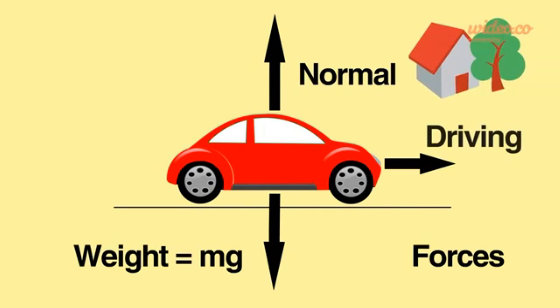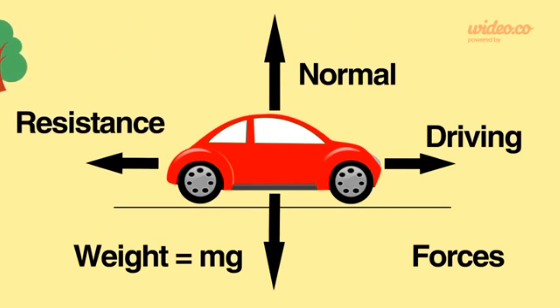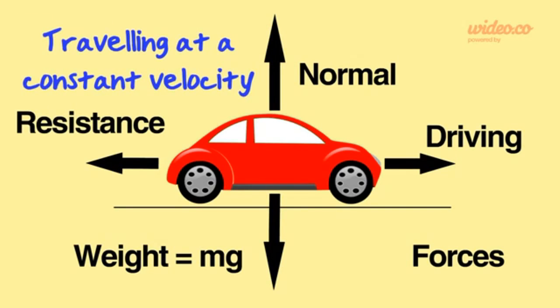If we want to move the car forward, we have a driving force. This is provided by the engine. As the car moves forward, it will have resistance forces acting upon it, mostly by friction. If we have the driving and the resistance force equal and opposite, then we have no overall force on the car, and therefore we travel forward at a constant velocity.